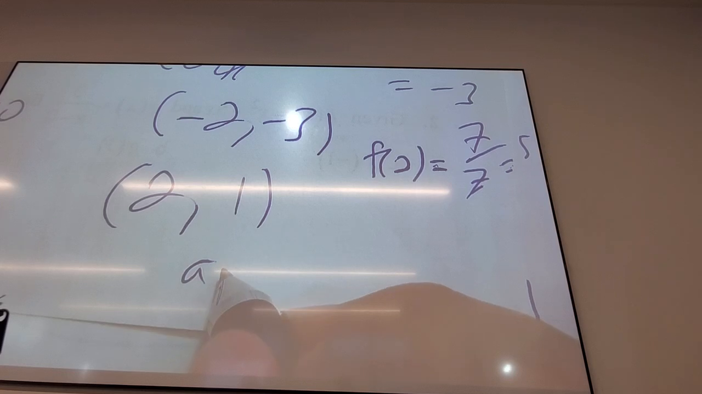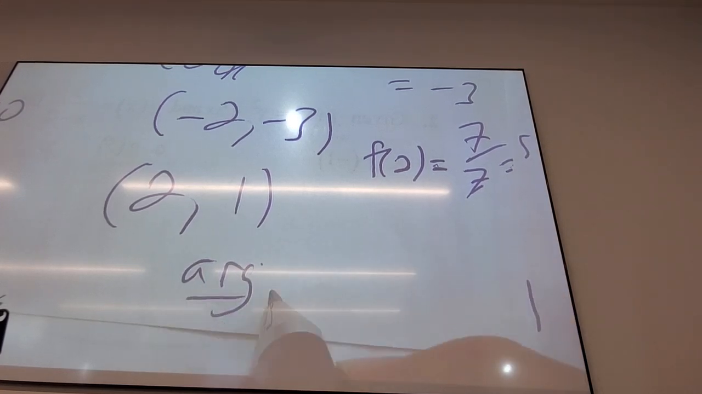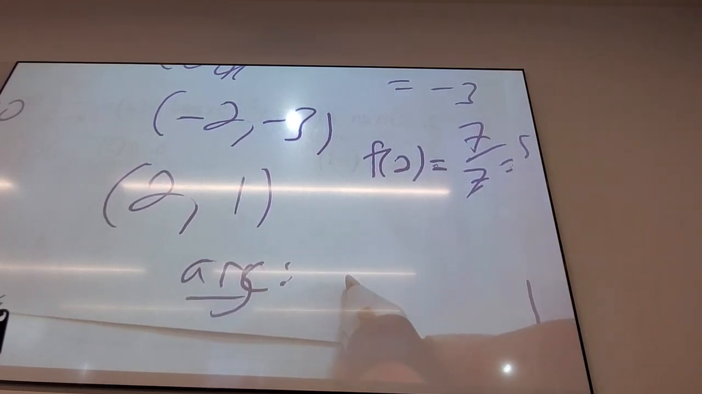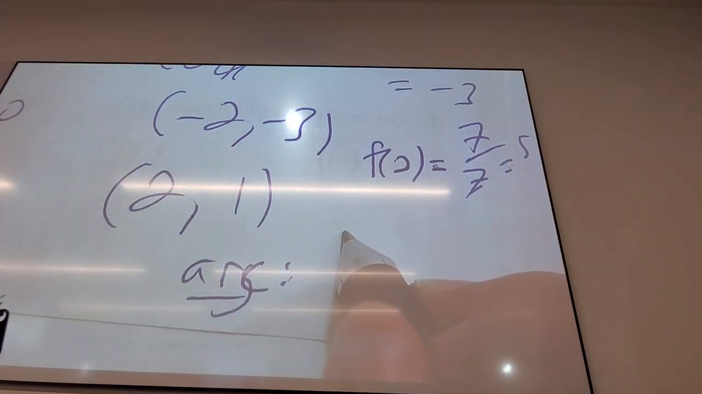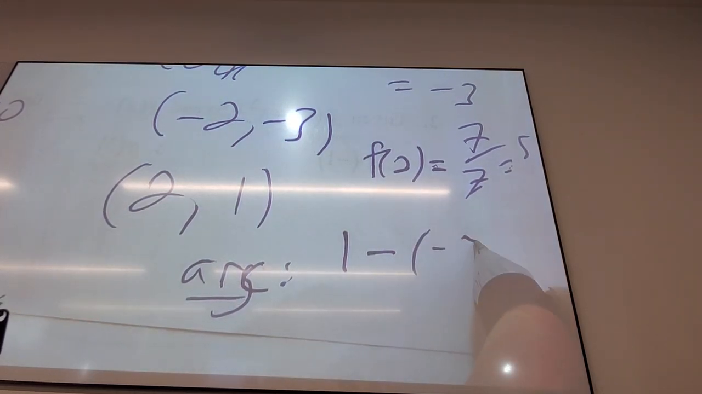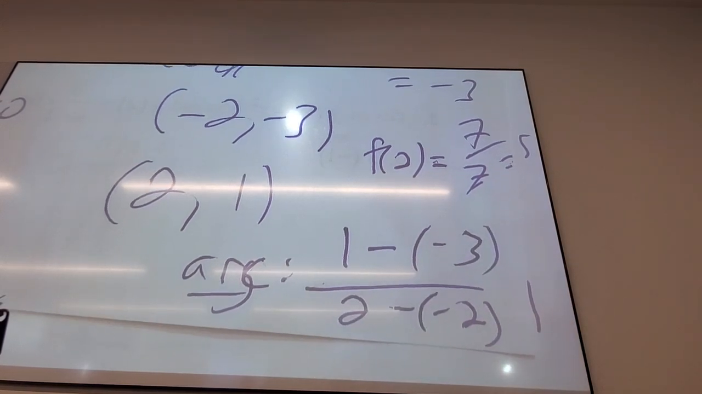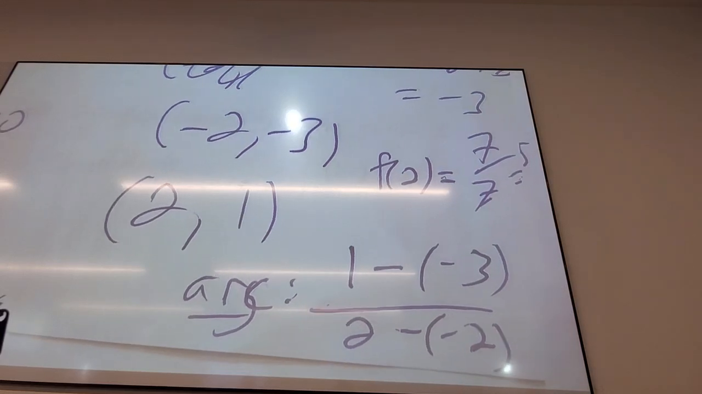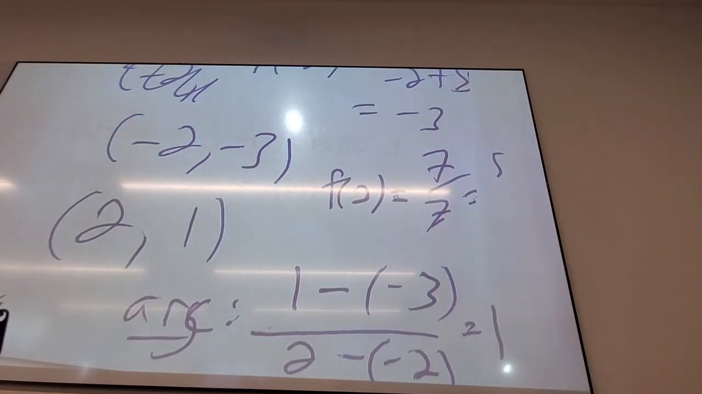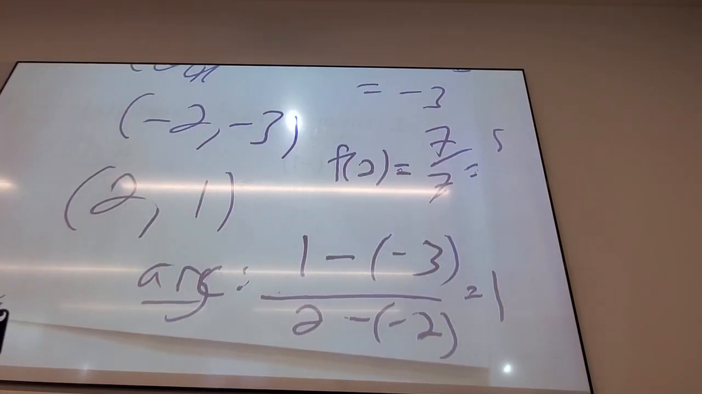So what's the average rate of change then? How do I do this? It'll be on top. What will go on top? 1 minus negative 3 over 2 minus negative 2. 4 over 4? Oh, now that still works. Equals 1. So when you see a question, average rate of change, you just got to find the slope. Make the points, find the slope. You are done.